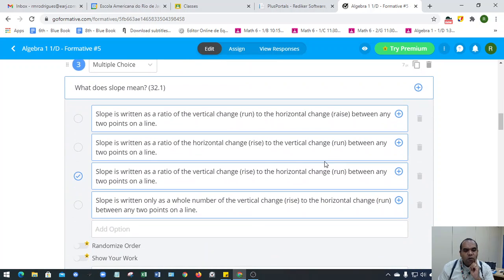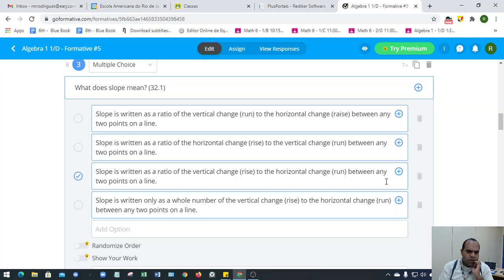Number 3. What does slope mean? Guys, we did this a few seconds ago. Slope is rise over the run. Great. But my rise is vertical and my run is horizontal. I think you remember. Let's look here at the answers. Slope is written as a ratio of the vertical change run.